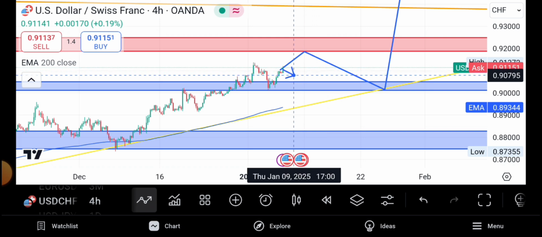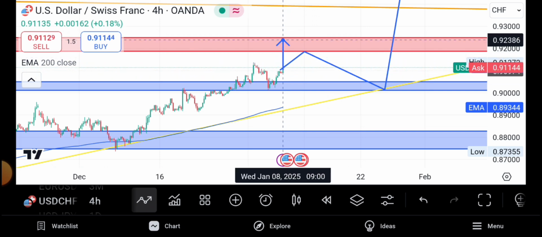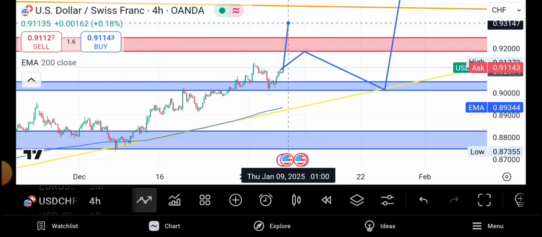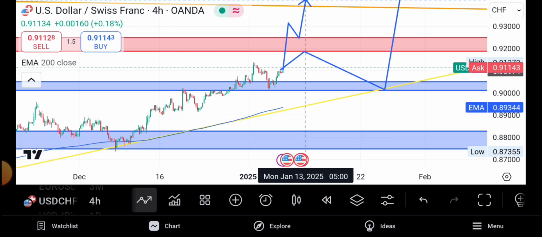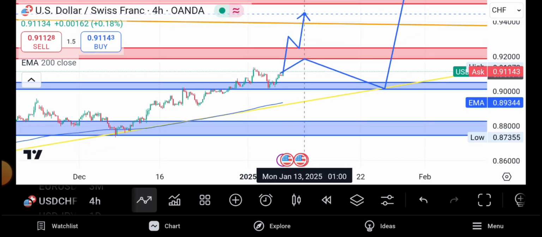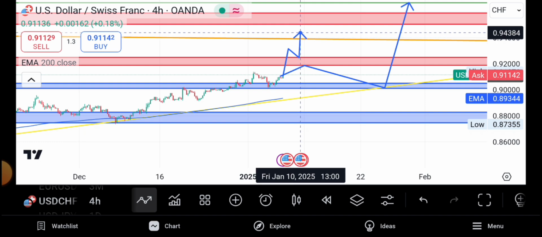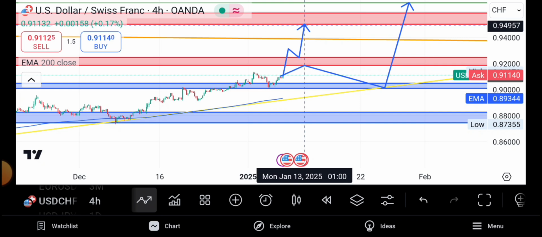Or we shall wait for this zone to be broken and retested. Once it has been retested, remember we are aiming at this zone. Why am I saying so? Because we have this trend line and this resistance and then our profit. So we shall aim here first, because I can see a possibility that the candle might wick to our take profit 1, then come back.